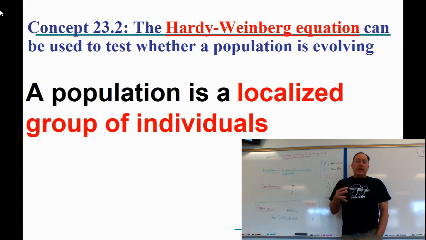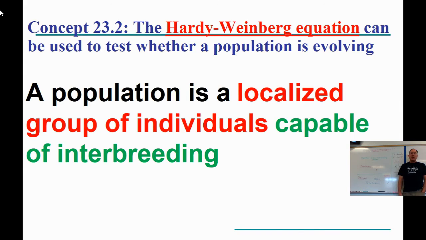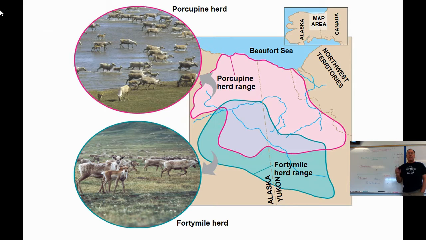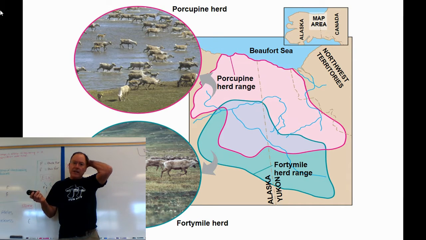So what I've written here is the definition of a population. Because what is a population? Well, it's a localized group of individuals capable of interbreeding and producing fertile offspring. So what does that mean? Let me give you an example. Your book gives an example of this. These are caribou that live up in northern Alaska in the Brooks Range.